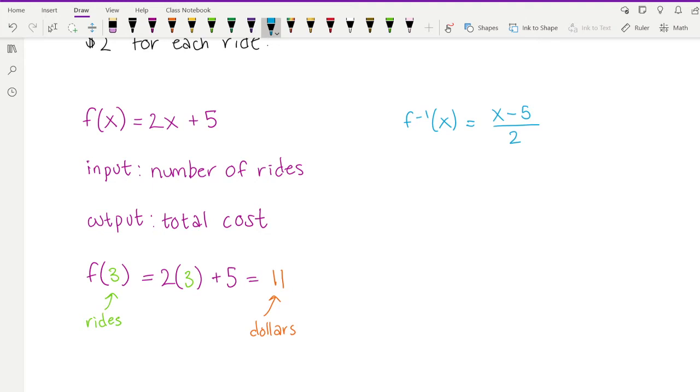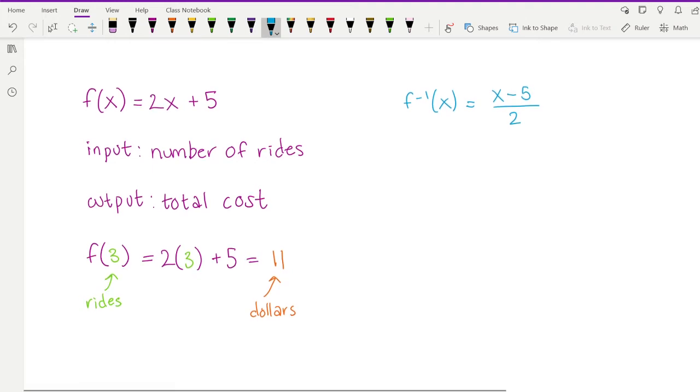Okay, so how would this inverse function work? That's really the point of this example, is not so much coming up with the inverse function. I want to understand what the inverse function would tell you. So what would the meaning be of the input, and what would the meaning be of the output for this inverse function? Well, remember, with a function and its inverse, the inputs and outputs are going to swap roles. And so in this case, the input would be the total cost, whereas the output would be the number of rides.